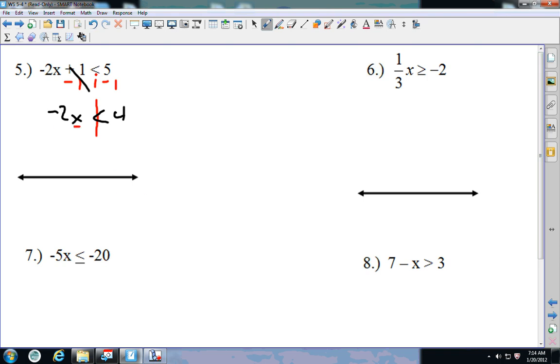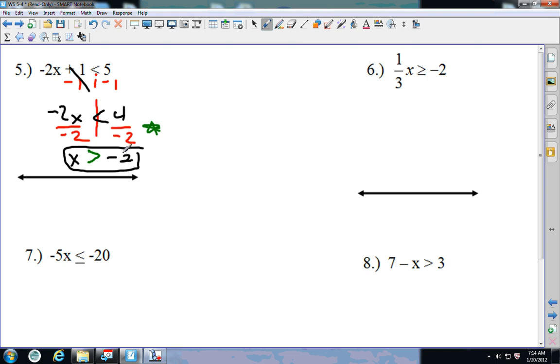Right here, you would divide by negative 2. You can, but when you divide by a negative, you have to do something to the sign. So instead of less than, it becomes greater than. So this is x is greater than negative 2.